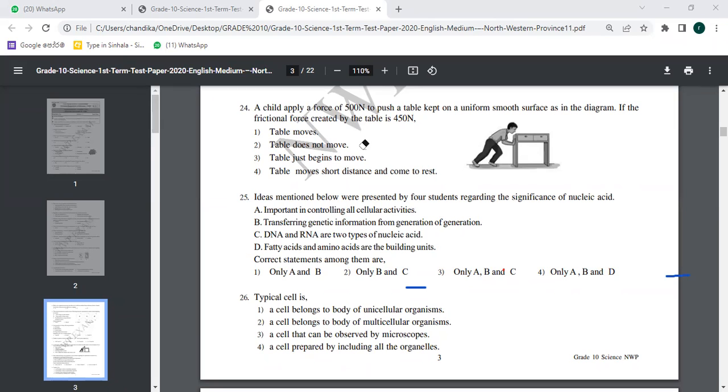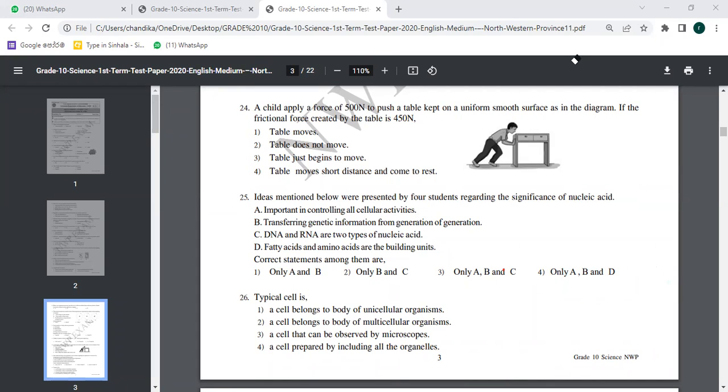C, DNA and RNA are 2 types of nucleic acid. That is also correct. D, fatty acids and amino acids are building units. Fatty acid is not there, no? Therefore, A, B, C are correct. Answer 3. D statement is wrong. Third one correct.